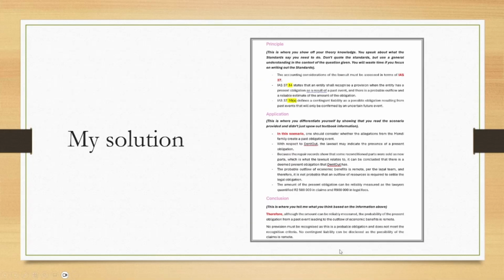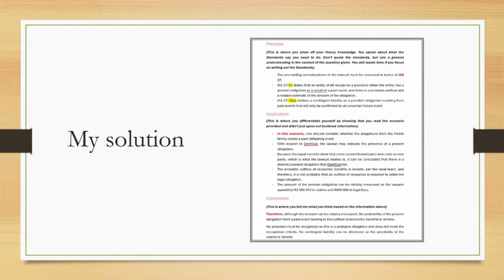So here's how I took the scenario and I got my 8 marks. Firstly, I had to ground us to the right paragraph and to the right standard. And I said that the accounting considerations must be assessed in terms of IAS 37. IAS 37 speaks about provisions, contingent liabilities, contingent assets. Would you mention a contingent asset in this respect? No, because it's not relevant. That's what the principle is trying to teach you: extract the theory, do not theory dump, but extract the theory that is most relevant to whatever it is you are doing.